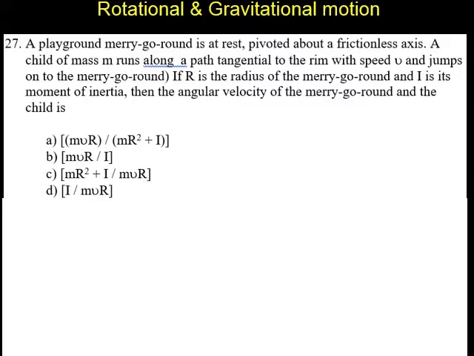So here this is a merry-go-round. Now a child is running in this direction because he has to run tangentially along the circle. So the velocity of the child is v, the mass of the child is m, and it is moving in a circular track of radius r, because the radius of the merry-go-round and the child will be the same, so it is mvr.